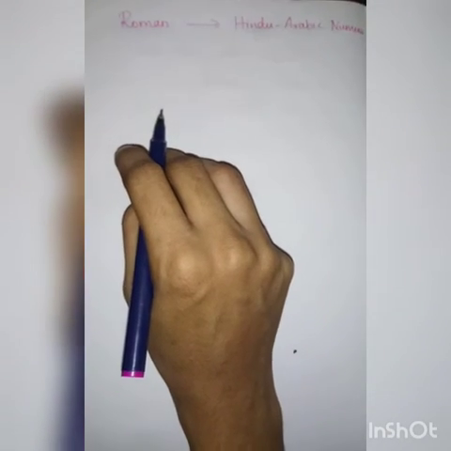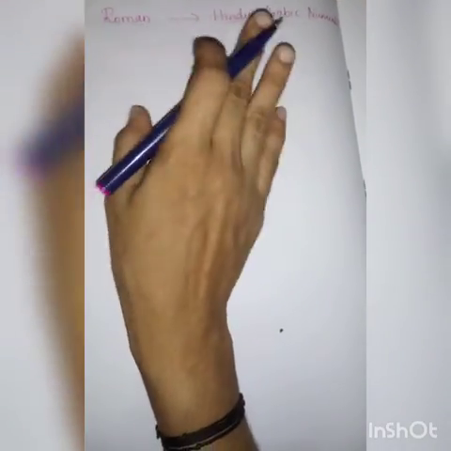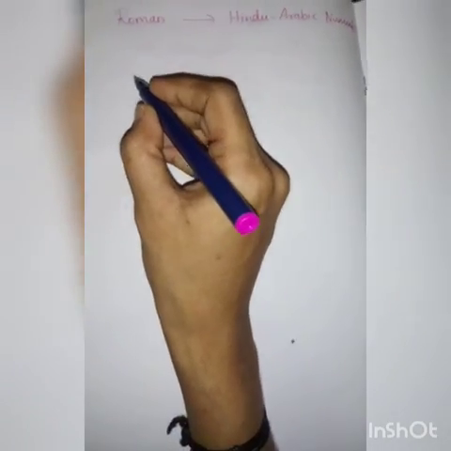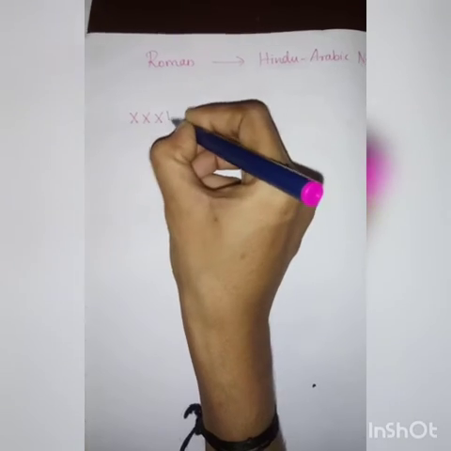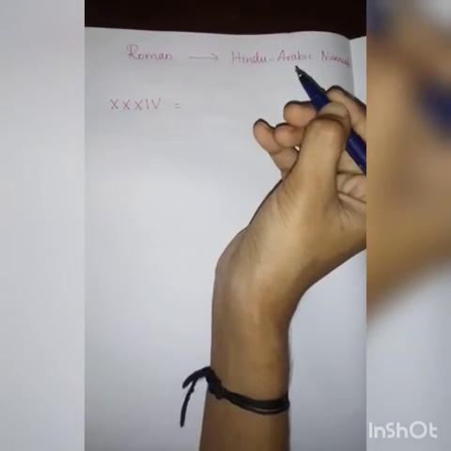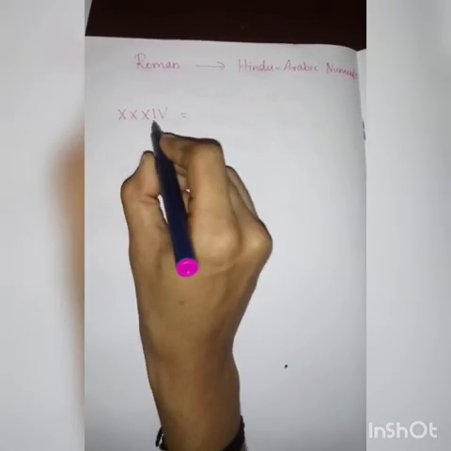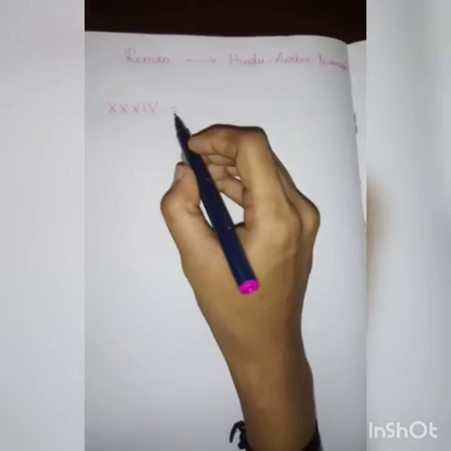Next problem is about how to convert Roman numerals to Hindu-Arabic numerals. I will give you one example: XXXIV. If Roman numerals are repeated, what will you do? You will add them. So, here what will you do?